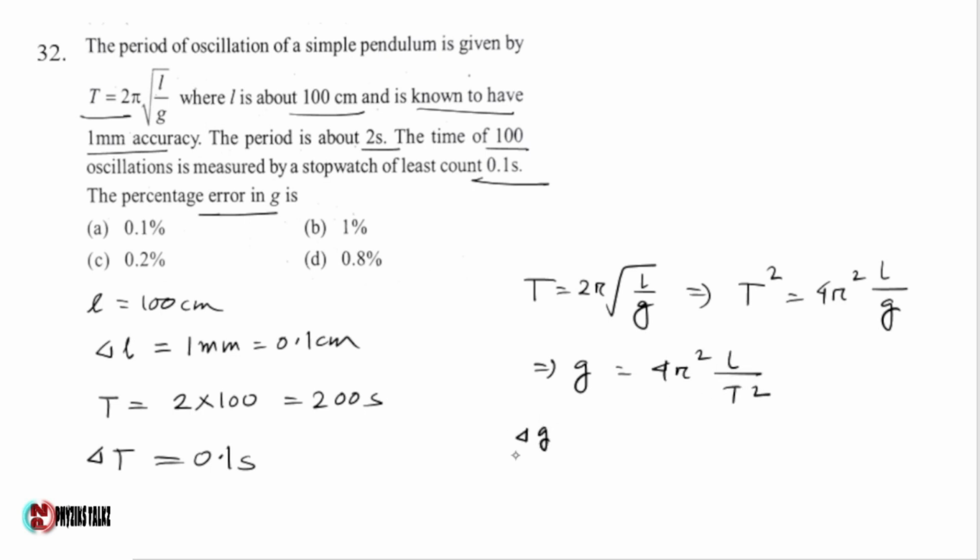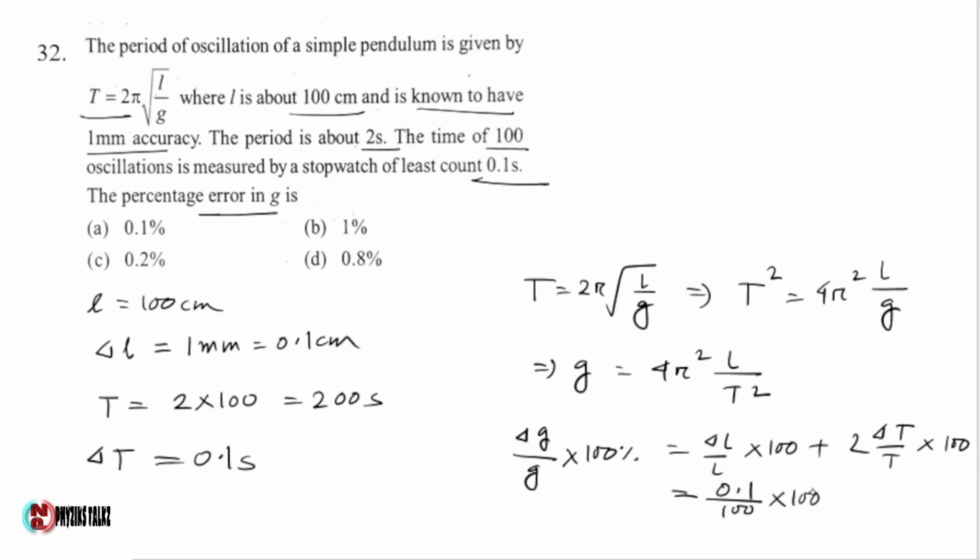Now percentage error in g is given as delta L by L into 100 plus 2 delta T by T into 100, which gives 0.1 by 100 into 100 plus 2 into 0.1 by 200 into 100, which gives 0.1 plus 0.1 equals 0.2%. So the percentage error in g is 0.2%. The correct option is option C.